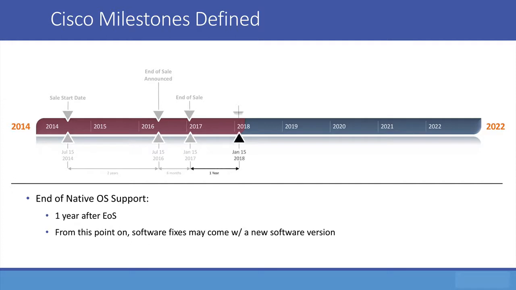Well, the first thing that happens is 1 year after the end of sale, we have the end of native operating system support. So this is not the application support, but the native operating system support. And from this point on, software fixes may only come with new software OS versions. You may get critical updates and patches applied to the existing OS, but generally you should count on the fact that new software fixes and updates will only come with new software OS versions.